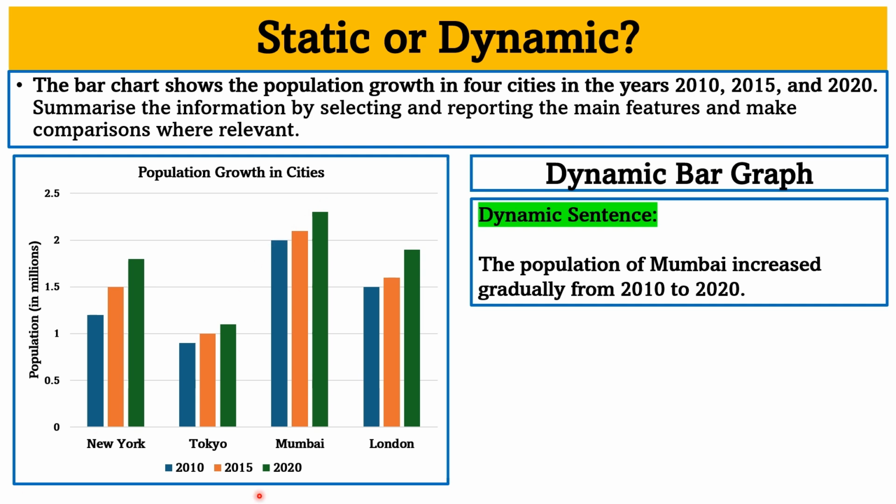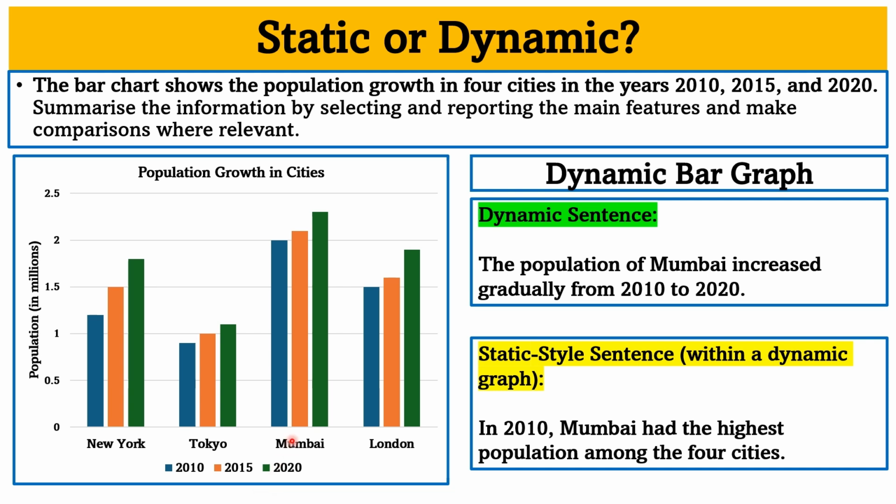But here is something important. Sometimes, even in dynamic graphs, we use static style descriptions. For example, if we want to highlight one moment in time, we might say, in 2010, Mumbai had the highest population among the 4 cities. This helps us give specific comparisons at one point in time, even while describing overall changes.